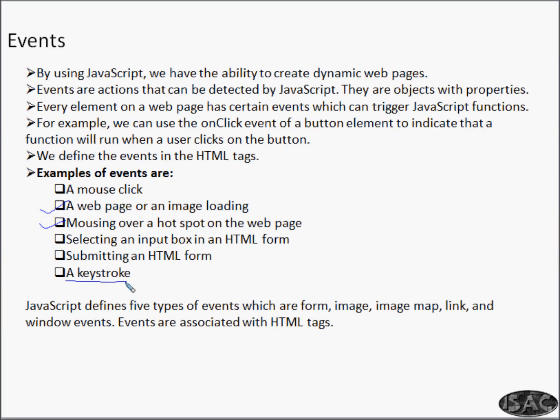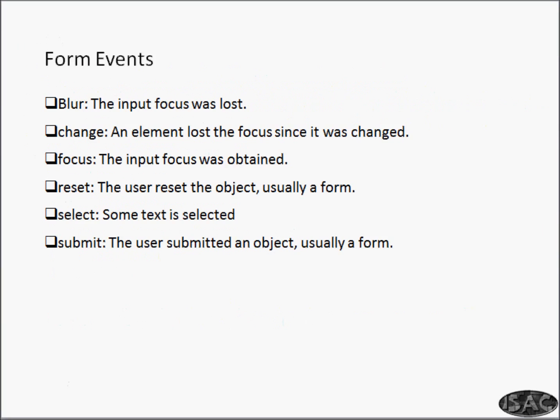JavaScript defines 5 types of events: form, image, image map, link, and window events. So these are the 5 types of events, and the events are associated with the HTML tags. Now look at the form events.